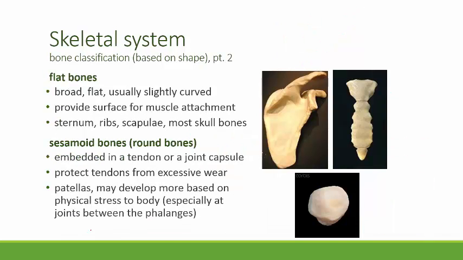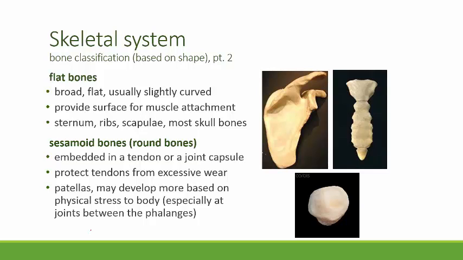Flat bones are a third category of bone classification. Flat bones are broad, they're flat, they often have a little bit of a slight curvature to them. And that big, flat, broad area provides a large surface for muscle attachment. So flat bones frequently have a lot of muscles or large muscles attached to them.